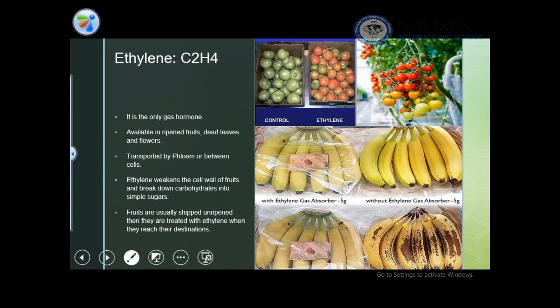There is another example of ethylene in these images. For example, you can identify, here we have unripened tomato. If we treat it with ethylene, it will become ripened. Here we have another example of unripened tomato also. Here there is an example, if we put the unripened banana in a plastic bag, it will be ripened later when it absorbs ethylene.